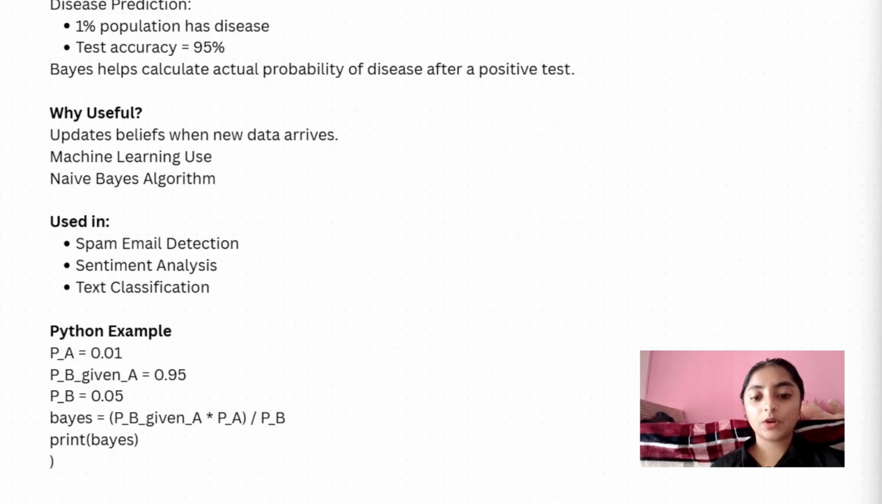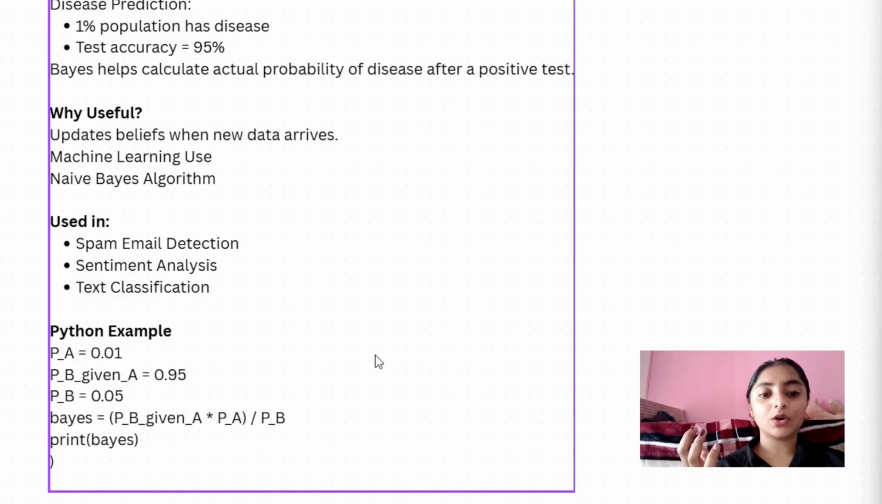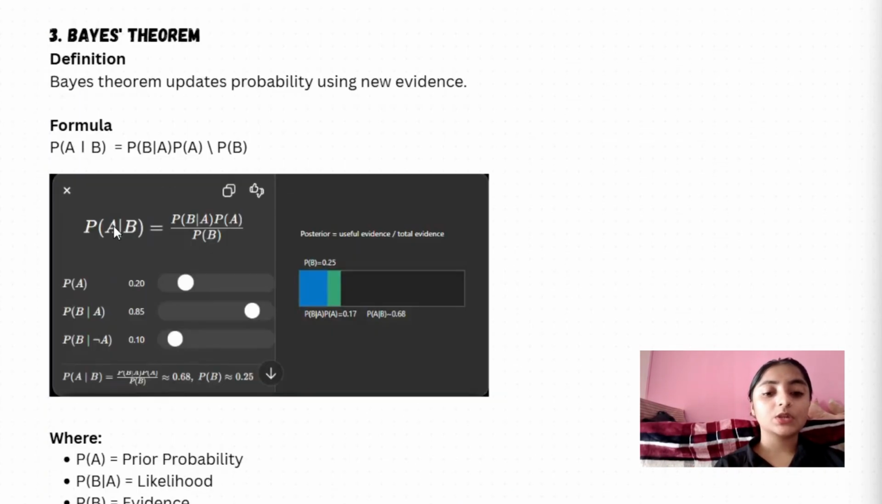Yeah, so now we'll discuss something. We got 19% in output. So it means even after getting a positive test result, the probability of actually having the disease is about 19%, not 95%. That's why Bayes theorem is important. Consider both the test result and how common the disease is in the population.